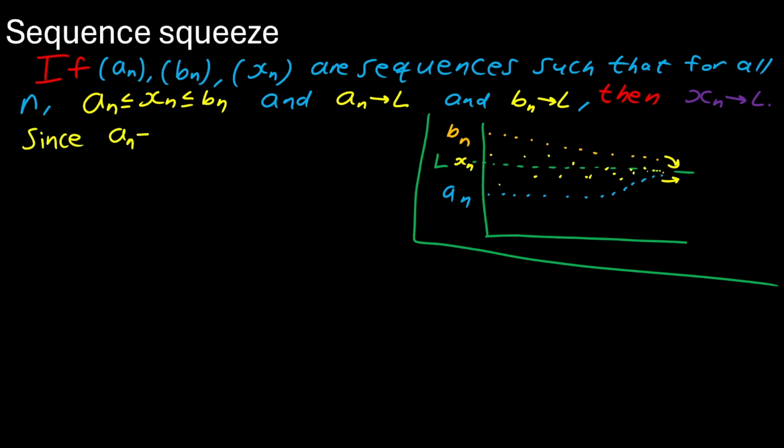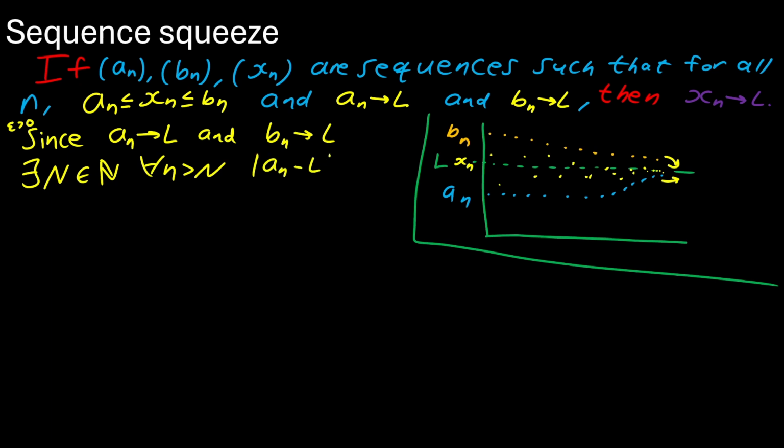So some things we know are, since an goes to L and bn goes to L, I'm going to make a little shortcut here. First, we're going to let epsilon be greater than 0. Since an and bn both go to L, there's some big N, after which both the an's minus L and the bn's minus L are smaller than epsilon, because I can just choose n1 to work for this and n2 to work for this, and then choose N to be the bigger of the two.